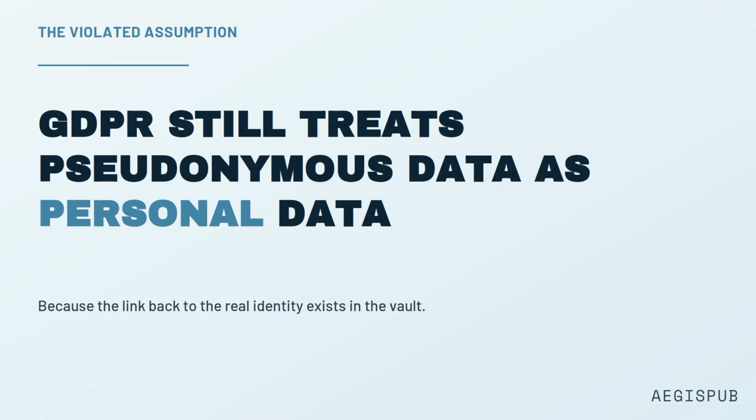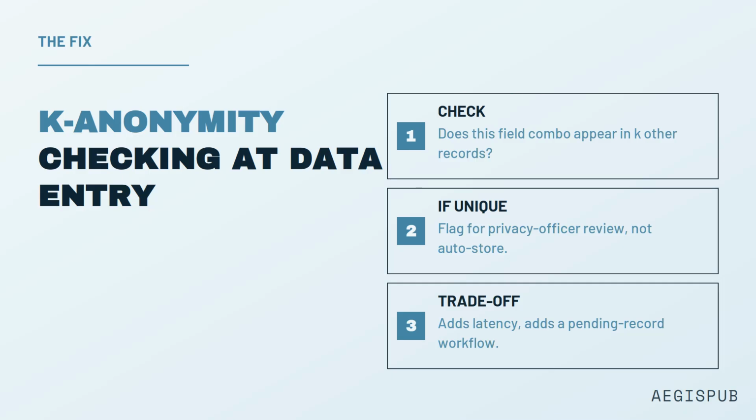The third step is to design validation controls that address the actual threat model rather than just the syntactic correctness of individual fields. The approach here is to implement k-anonymity checking at the data entry stage. Before a record is accepted into the research database, the server-side validation checks whether the combination of demographic fields that are retained in the research dataset, not the real name, but the quasi-identifying fields, appears in at least k other records already in the dataset. If the combination is unique or near unique, the record is flagged for review rather than automatically stored.